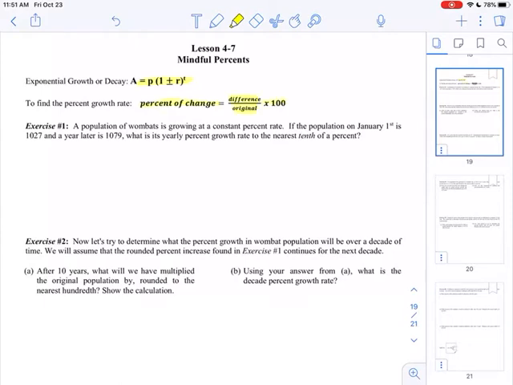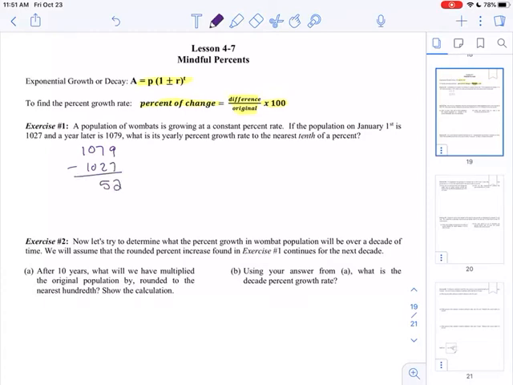To find the percent growth rate, I have this formula right here. The percent of change equals the difference over the original times 100. And we're going to look at that in this first problem. A population of wombats is growing at a constant percent rate. If the population on January 1st is 1,027 and a year later it's 1,079, what is the percent growth rate?